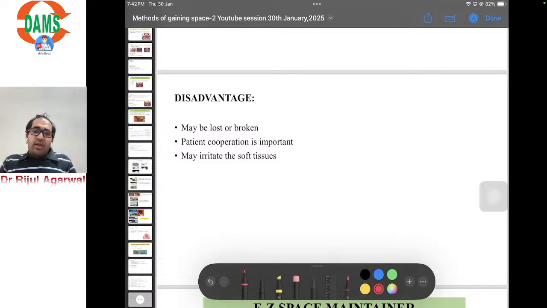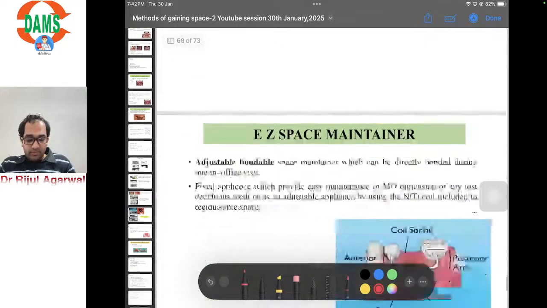Disadvantage: it can be lost or broken because, as we all know, with an acrylic plate and a child, it's very difficult for him to wear that. Cooperation with the removable appliance is very important, and it can irritate the soft tissues as well.